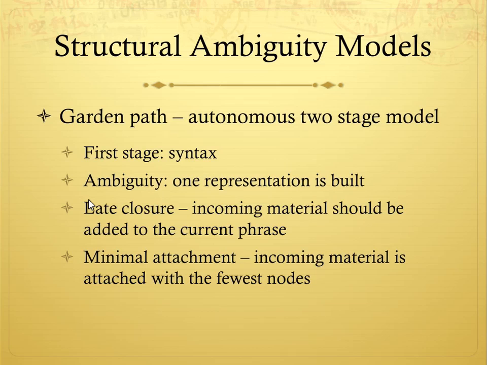Okay. So in the autonomous 2-stage model, the first stage is syntax. So with ambiguity, we're going to take one representation and build it. And we're going to use 2 of Kimball's rules. Late closure: so any incoming material is added to just whatever phrase is last, and we're closing it. Also, minimal attachment. This is about the newest node idea. The incoming material is attached with the fewest nodes. So we want a small number of nodes because of processing limits, and we're adding them at the end. Okay, so this garden path sentence implies that in the first stage of syntax, we're building one representation, so it's serial, using late closure and minimal attachment.